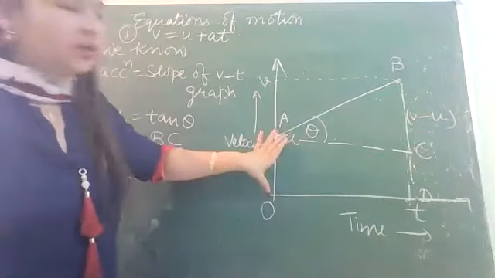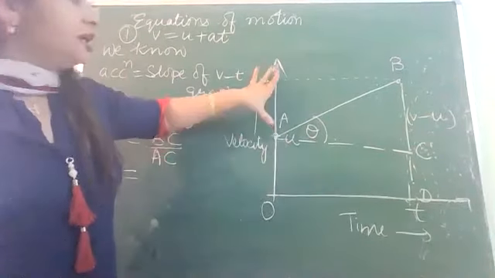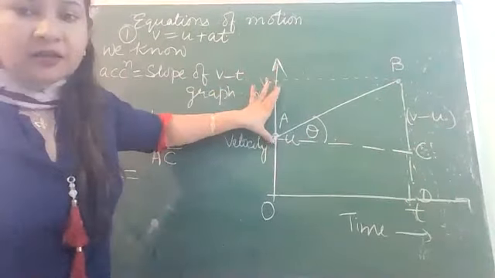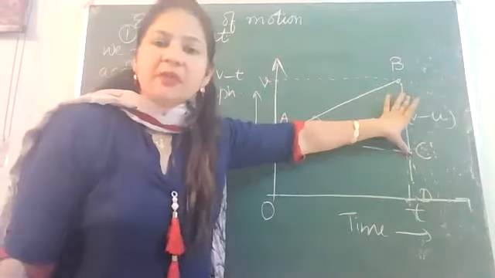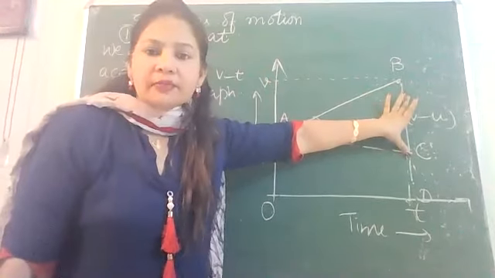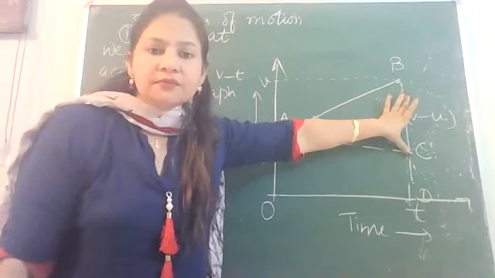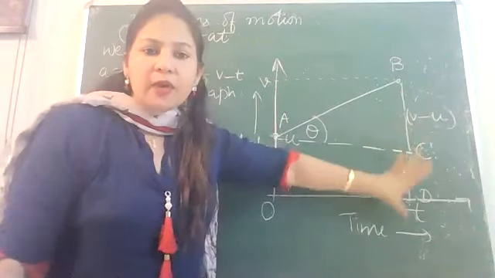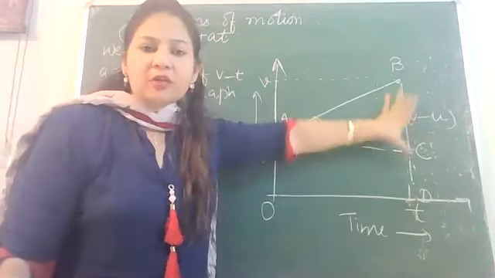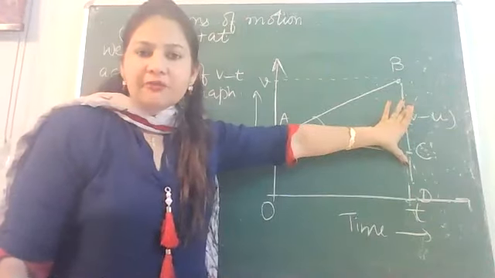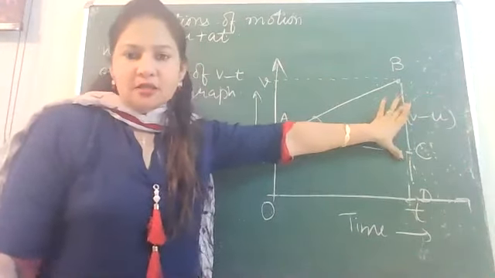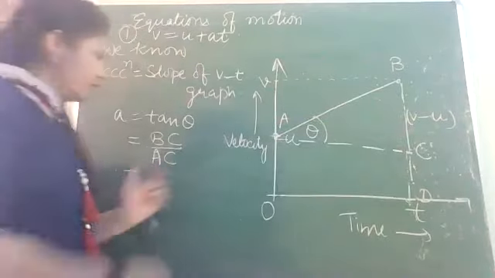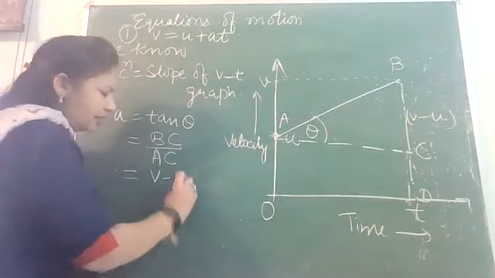If up to here it is U and up to here it is V, so how much is this portion? This portion must be V minus U. Is this point clear to you? Up to here it is U, from here up to the top it is V, so how much is this portion? Difference of the two. So this is V minus U. Okay, so we put BC equal to V minus U.